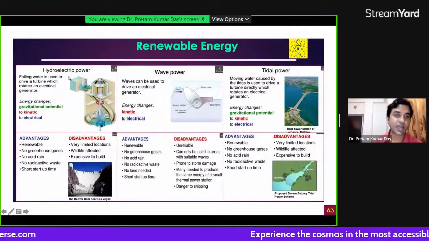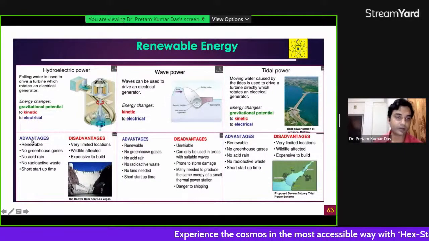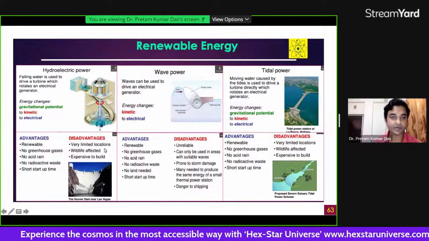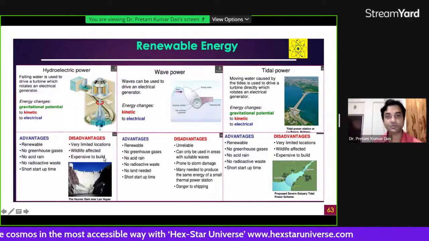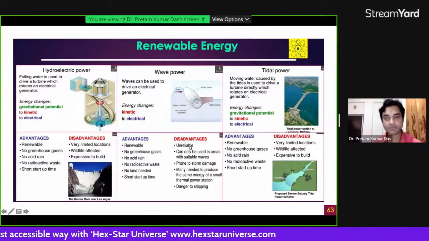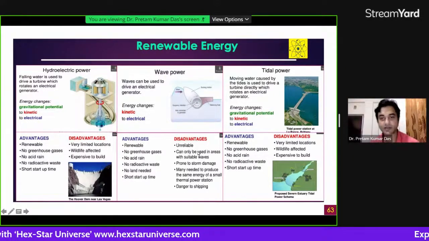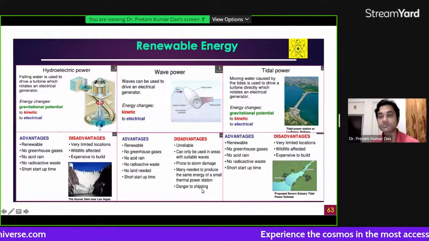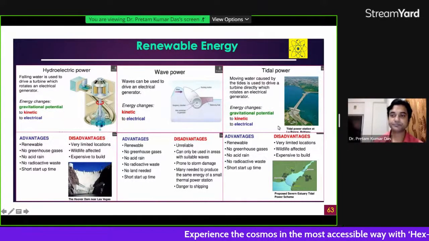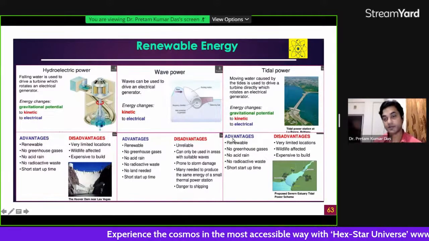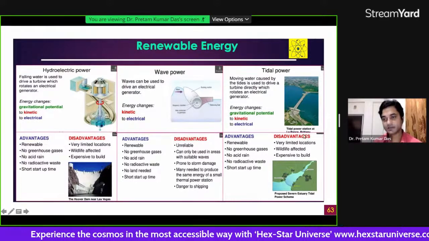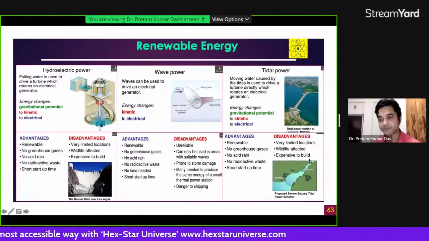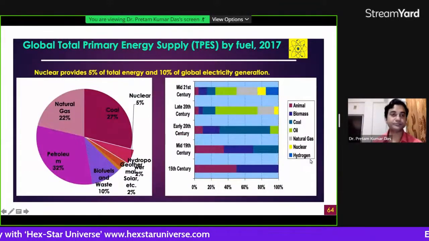In hydroelectric power also, there are advantages, and the disadvantages are very limited location, wildlife affected, expensive to build. Wave power also has some disadvantages: unreliable, can only be used in areas with suitable waves, danger to shipping. Tidal power also has some advantages, but there are some disadvantages also: very limited location, wildlife affected, expensive to build.